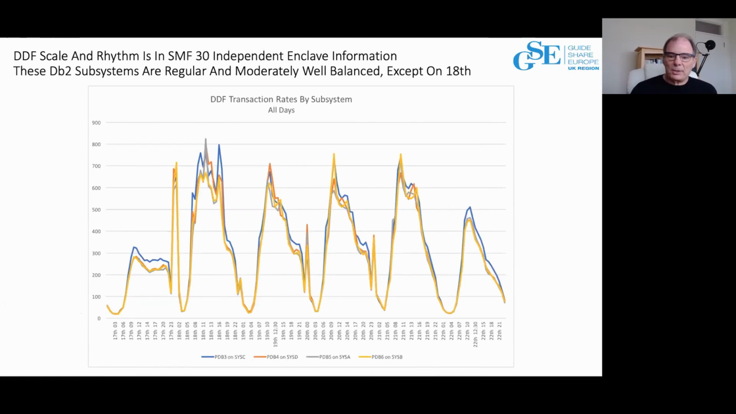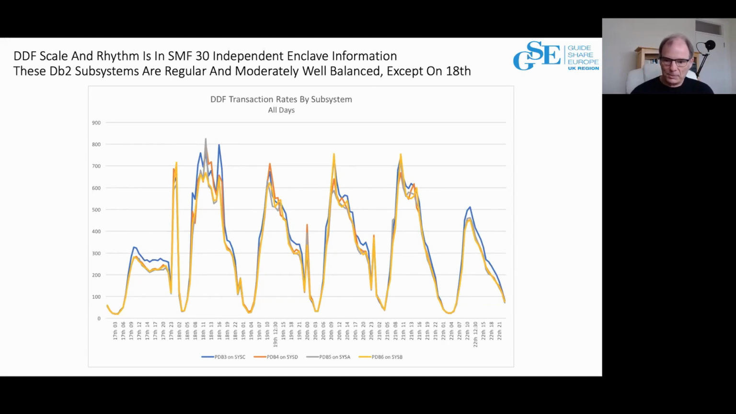Okay, now the next one is a bit more solid actually. So I mentioned earlier DDF and independent enclaves. Now this is a very nice result indeed, I think. And we use this in almost every study that we do to really bring out the role of DDF, which kind of creeps up on a lot of customers. So in SMF30, for the DIST address space for a DB2 subsystem, you will get independent enclave CPU and independent enclave transaction rates. And all I've done here is plot the independent enclave transaction rates by time of day across a week.